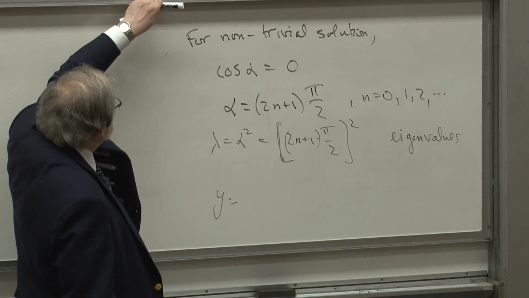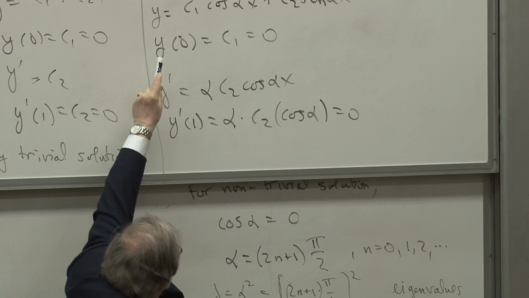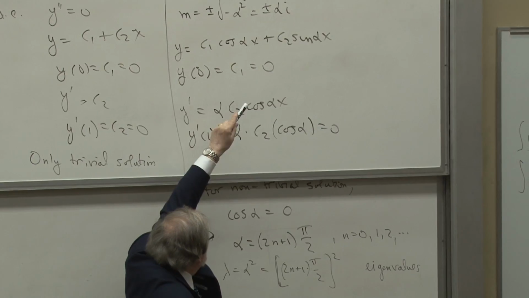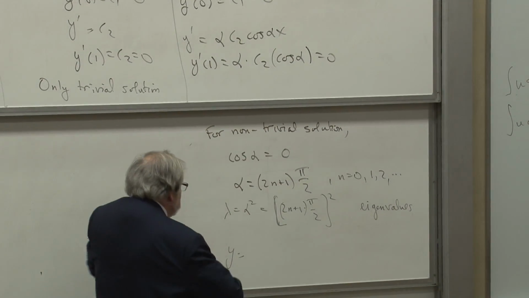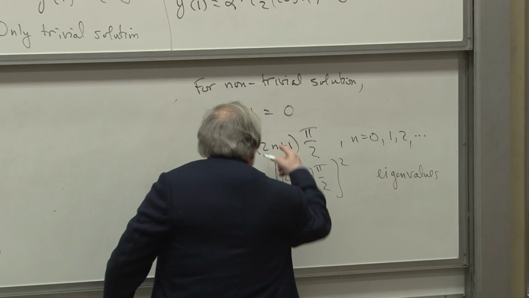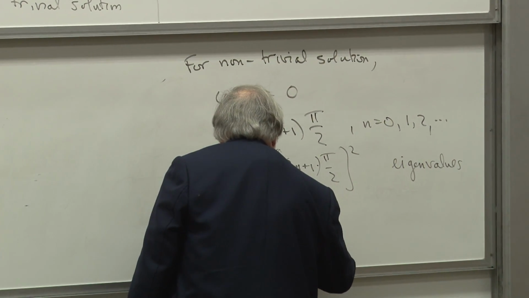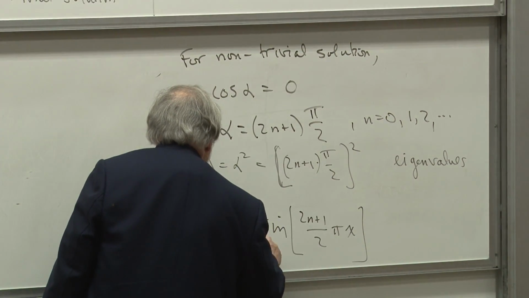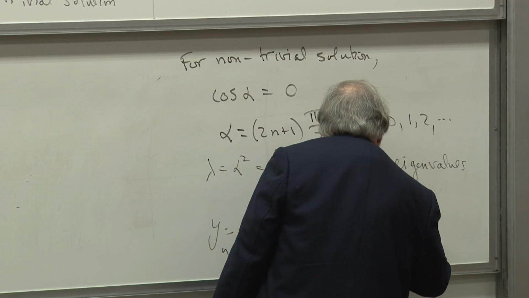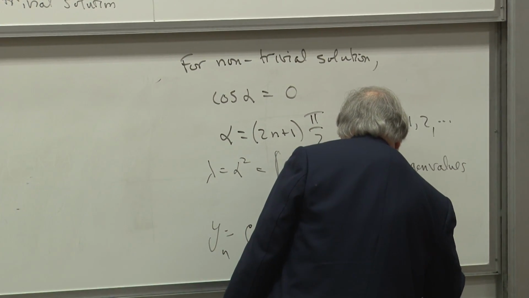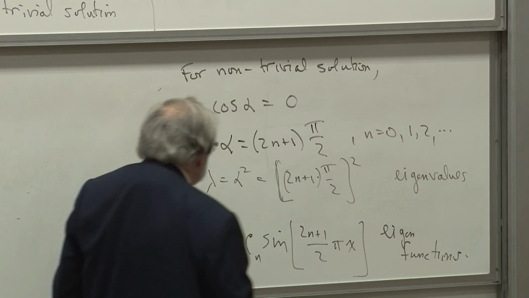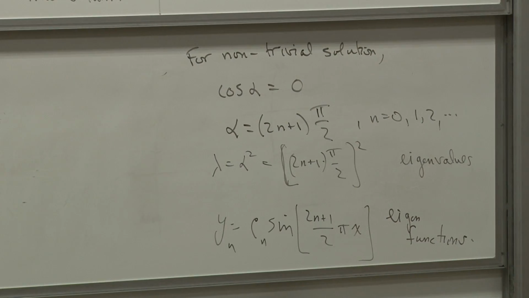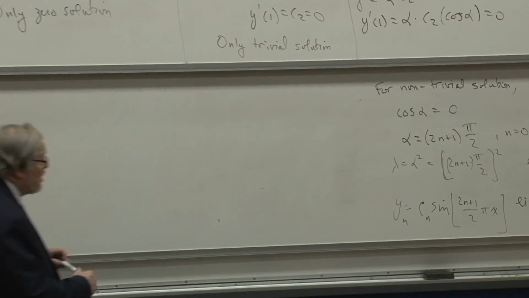And the corresponding functions, solutions. The solutions come from y equals C1 cosine plus C2 sine. C1 went away, so we're left with the sine as the solution. It's sine of alpha x, where alpha was 2n plus 1 times pi over 2. And so we get the eigenfunctions as the sines with the appropriate value of n.